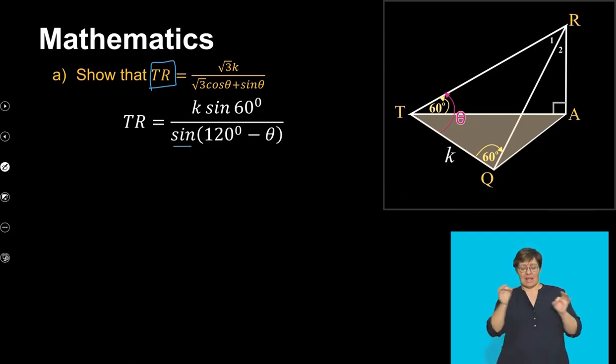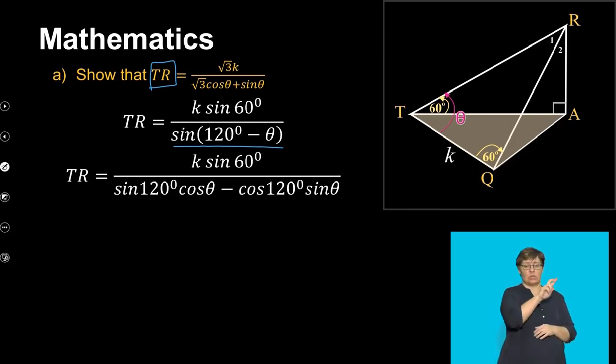So that means we've got to expand this. And how do we expand this? We're going to expand this using our compound angle formula. When we expand that using our compound angle formula, sine of alpha minus beta, sine of 120 minus theta becomes sine 120 cos theta minus cos 120 times the sine of theta.